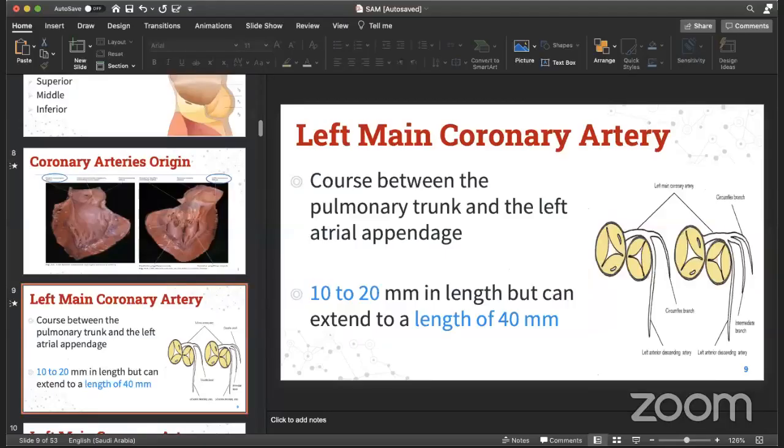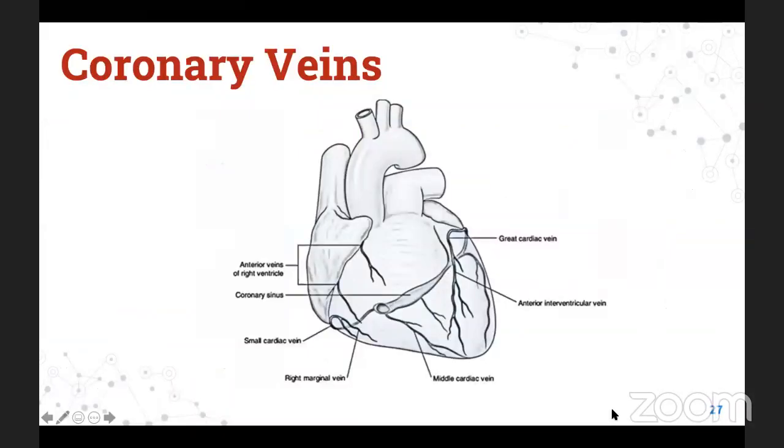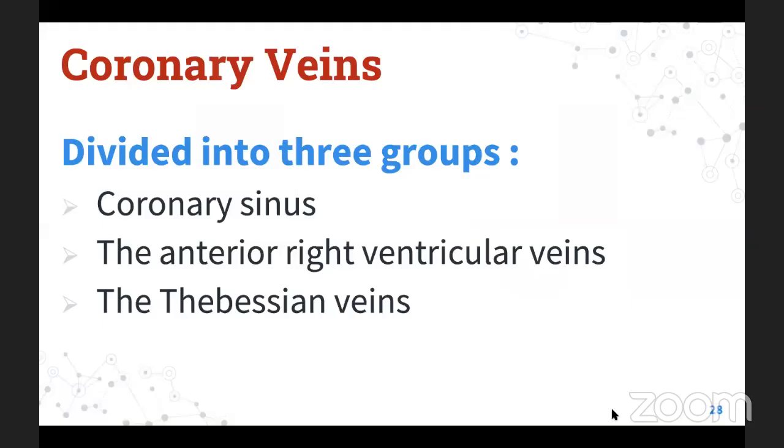Now move to talk about the coronary veins. It's divided into three systems: coronary sinus, the anterior right ventricular veins, and the Thebesian veins. The largest system collectively collects a major amount of venous blood from the left ventricle and ends with the coronary sinus, open to the right atrium.